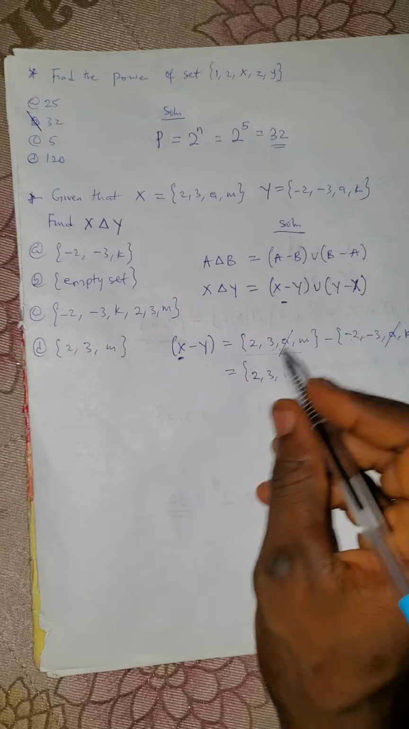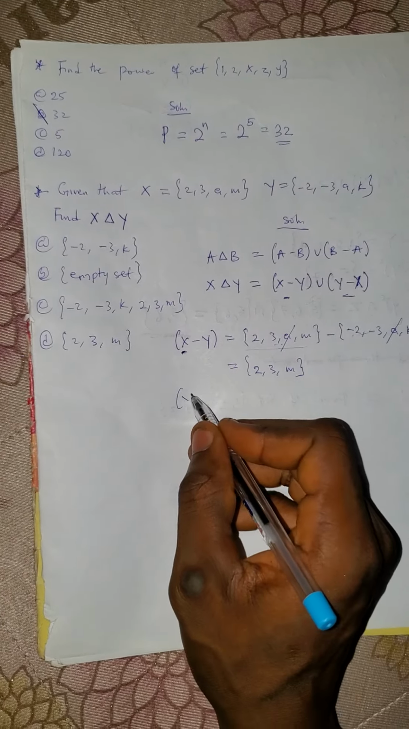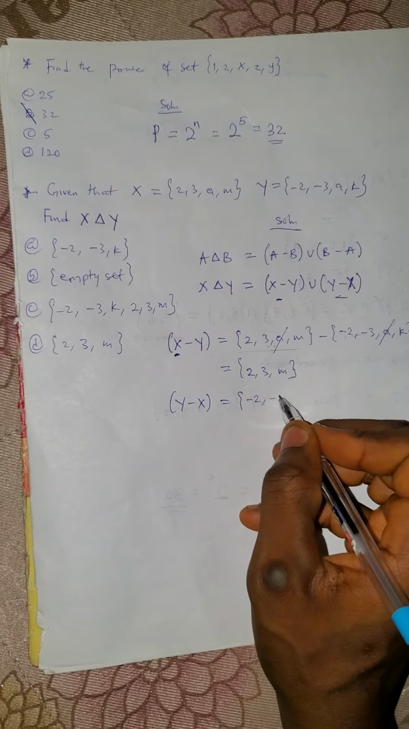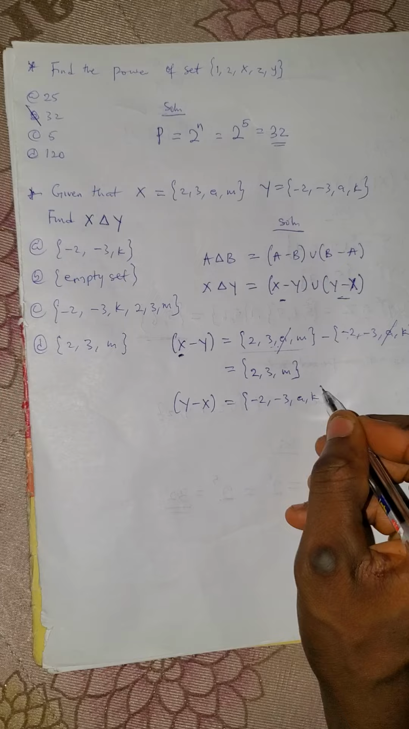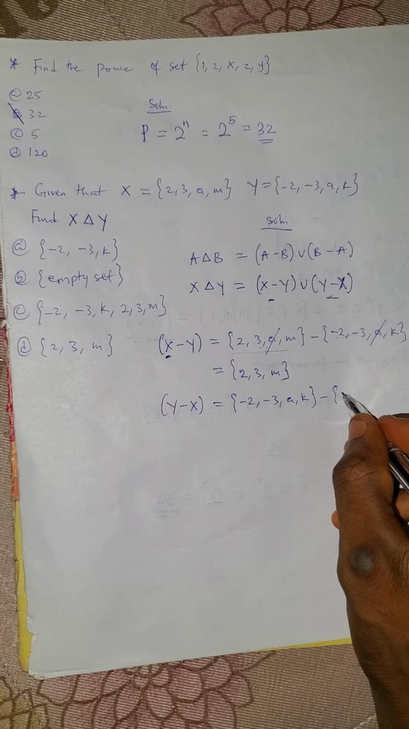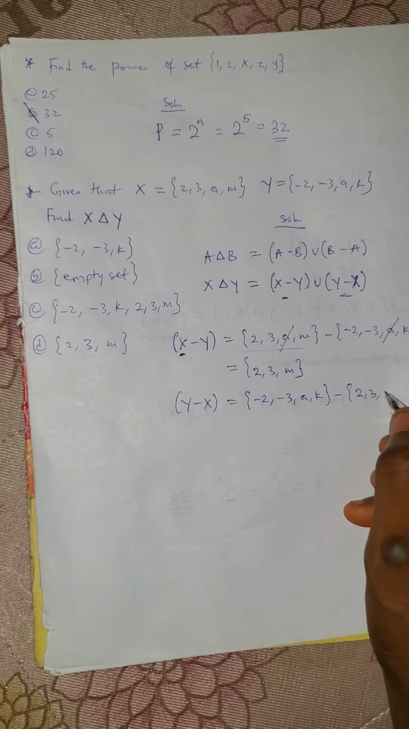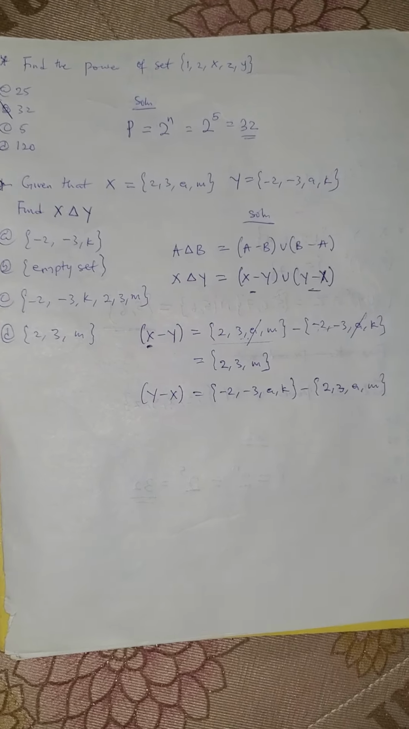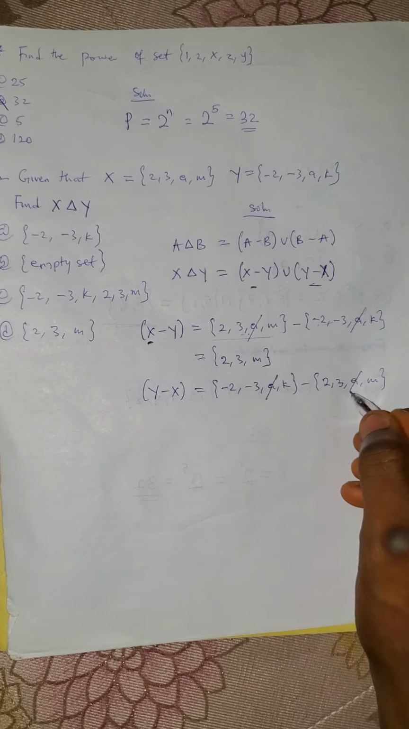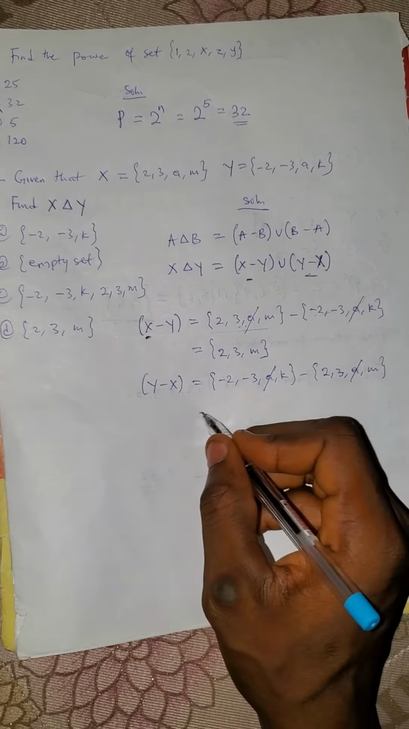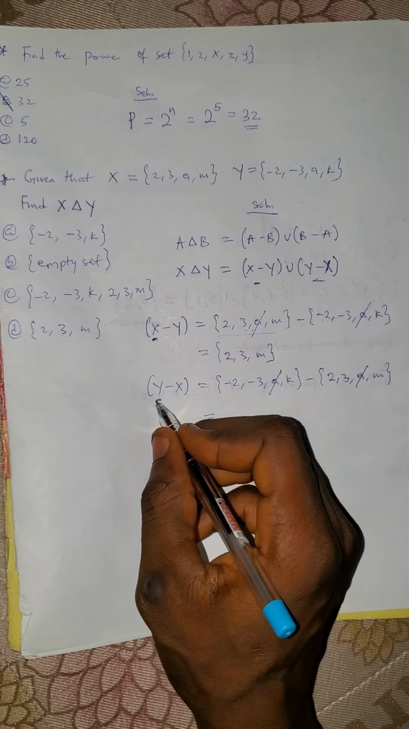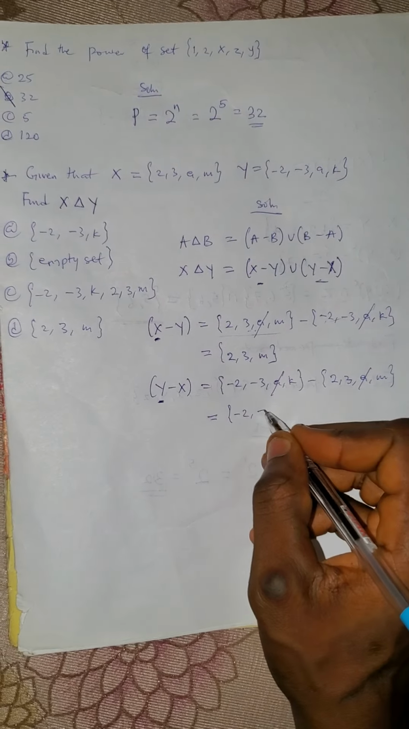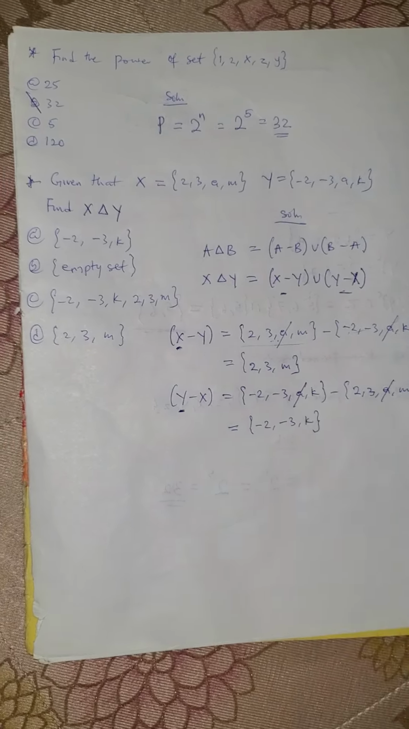Then the next one we need is y minus x. Y minus x is equal to our y, {-2, -3, a, k}, minus our x, {2, 3, a, m}. If you remove what they have in common, which is just a, then y minus x will be what remains in y, and what remains in y is {-2, -3, k}.